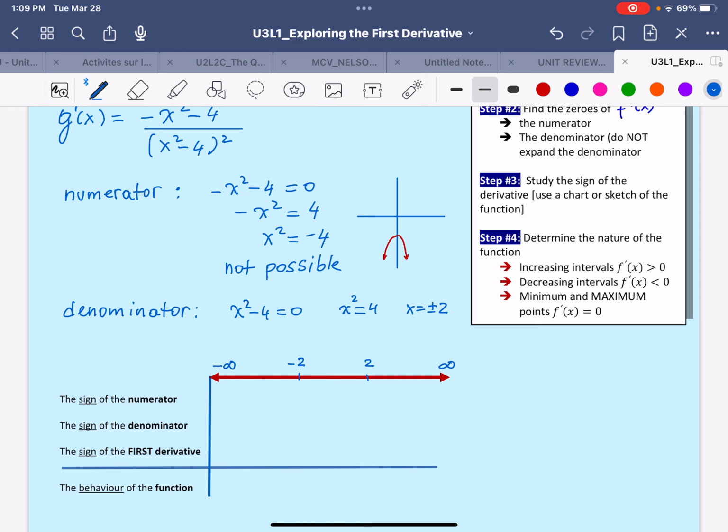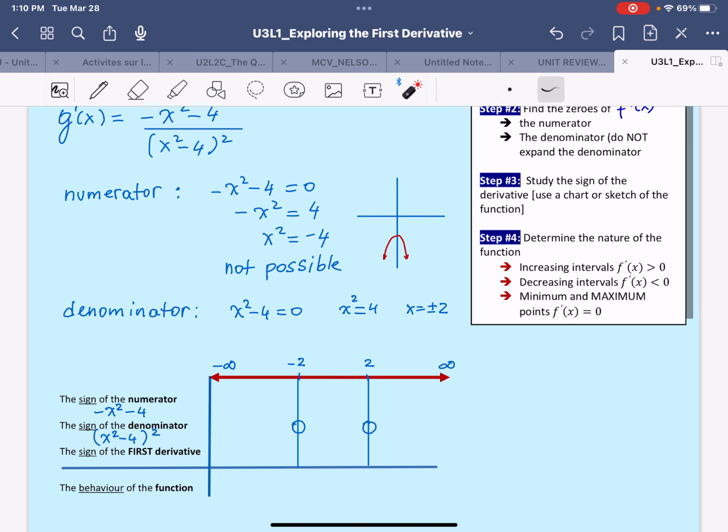Now, for the sign of the numerator, the numerator in our case was negative x squared minus 4. And the sign of the denominator will be made of the expression x squared minus 4 raised to the power of 2. So at negative 2 and positive 2, we'll have the denominator equal to 0, which means that these will be zeros of the denominator. So I will align the zeros with the denominator. The numerator has no zeros, so there is nothing to place in there.